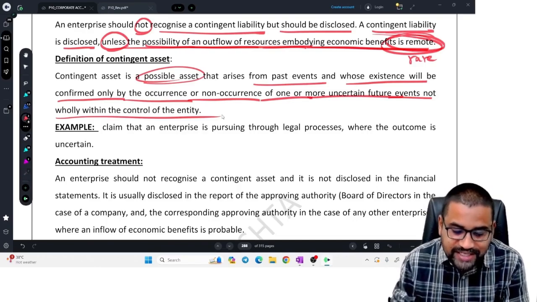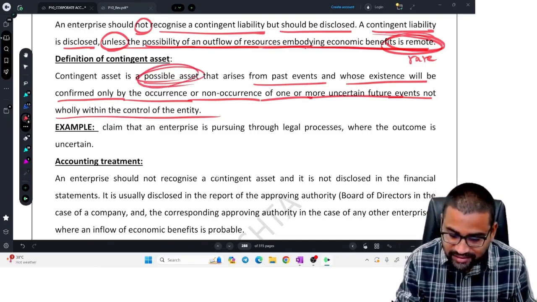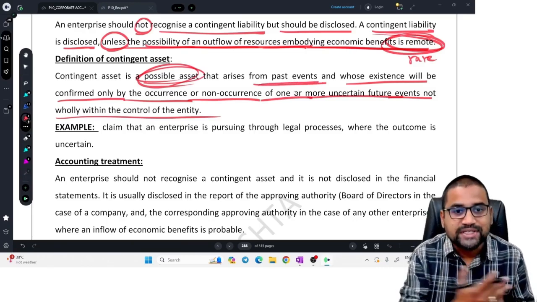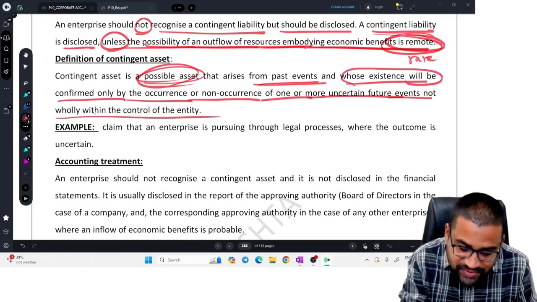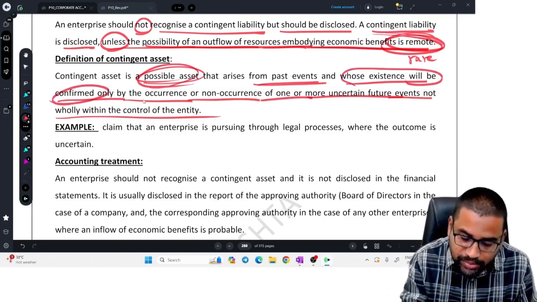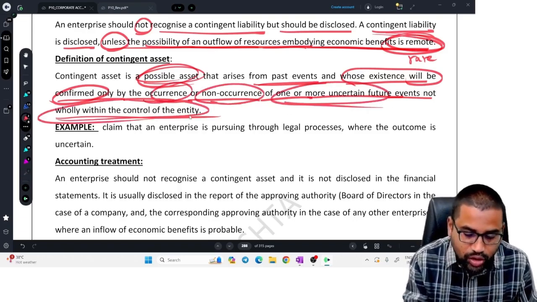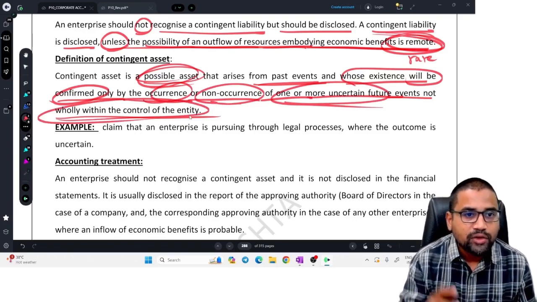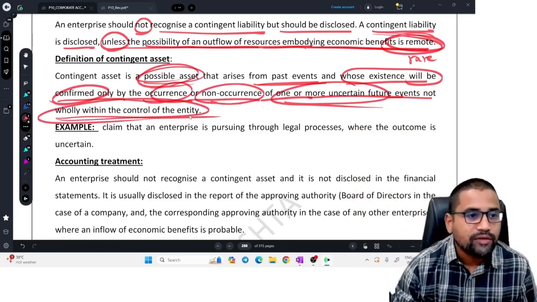So a contingent asset is a possible asset. As of now there is no asset, only a possible asset. It arises from past events, since we entered the contract, this situation came. And its existence will be confirmed only by the occurrence or non-occurrence of one or more uncertain future events not wholly within the control of the entity.